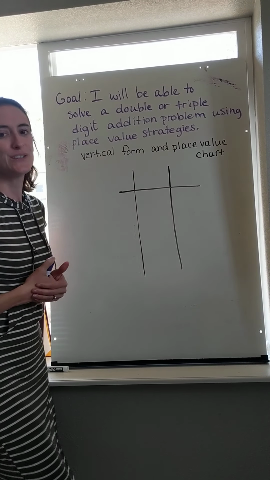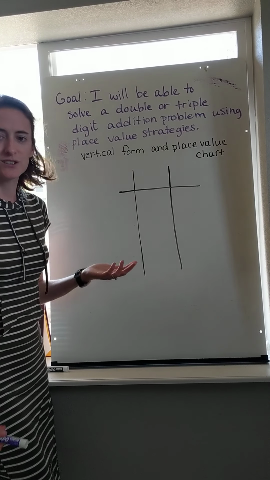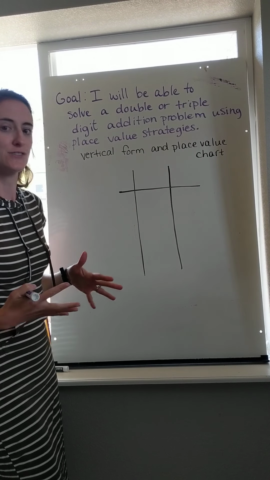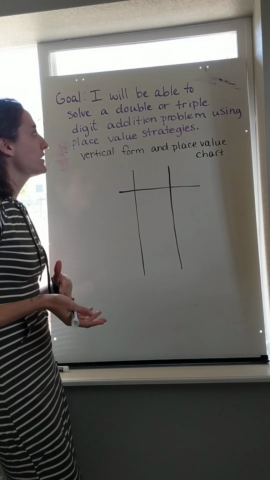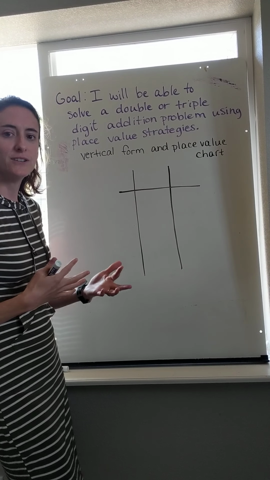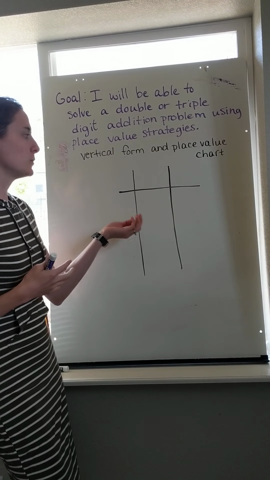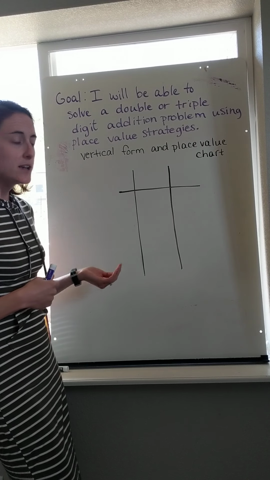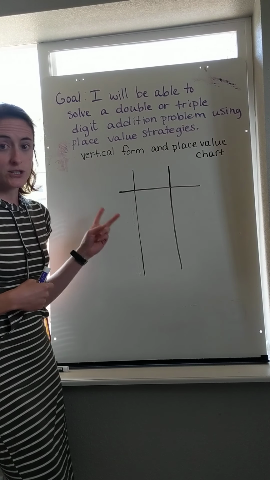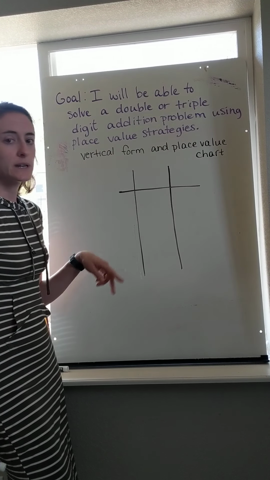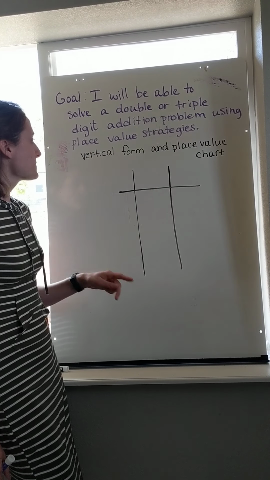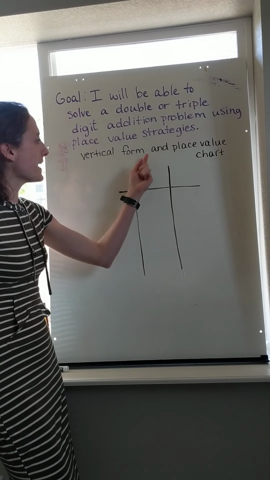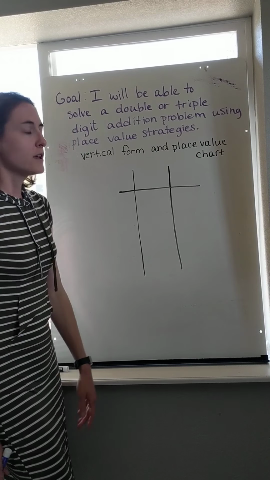We have been working for the past couple of weeks on addition and subtraction using different place value strategies. So one of the things Ms. R and I have been noticing is that some of us are using one or the other of the strategies, but maybe not two of the strategies that we've asked you to use. So what I'd like you to try and do this time is to make sure to try the vertical form and the place value chart when you solve.